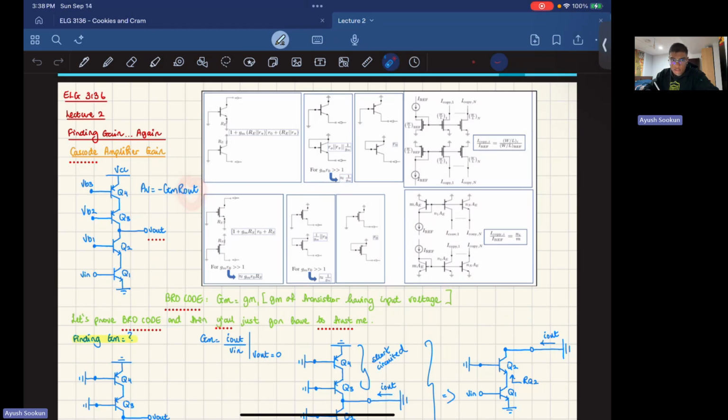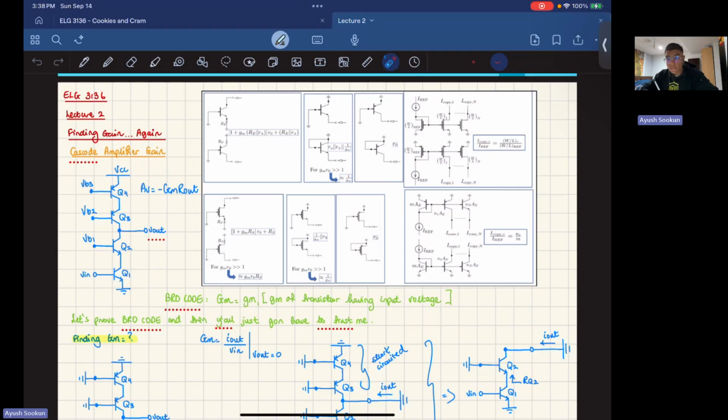R out is pretty easy. It's just what we did in the first lecture I posted for this playlist. But today we're going to learn how to calculate Gm as well. For R out, you just go to the output and find the output resistance of your circuit. Pretty simple. So how do you find Gm?